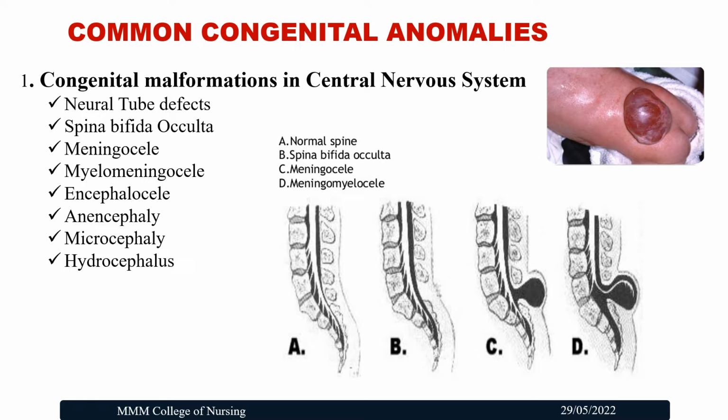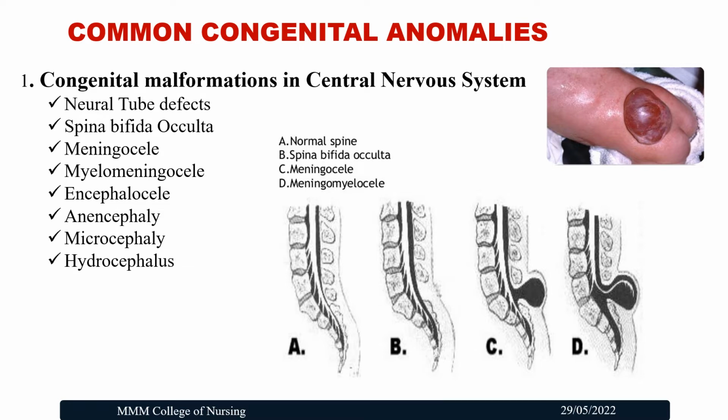Meningocele is a birth defect in which there is a sac protruding from the spinal column. It includes the meninges and spinal fluid, but does not contain the neural tissues. Whereas myelomeningocele is a severe type of spina bifida in which the membranes, the spinal nerves and the spinal fluid protrude through the spinal column.